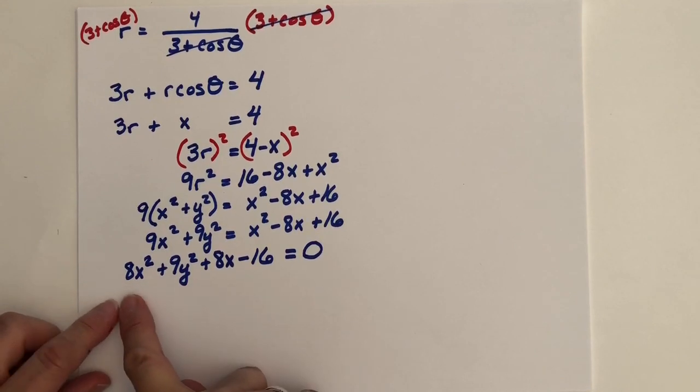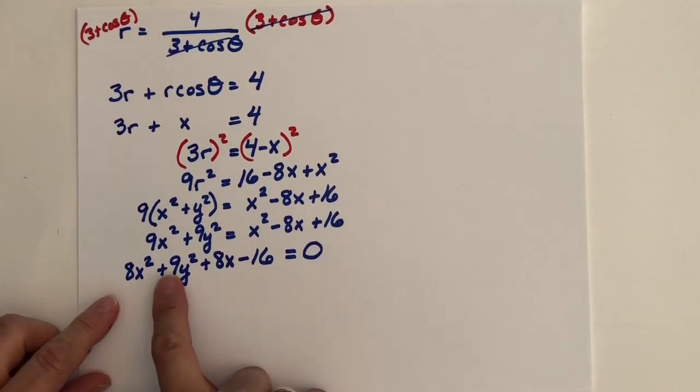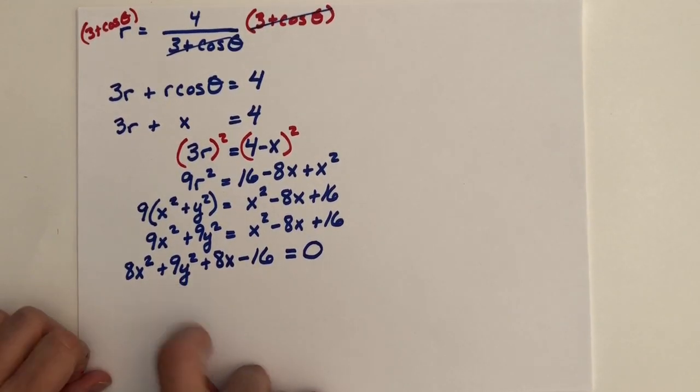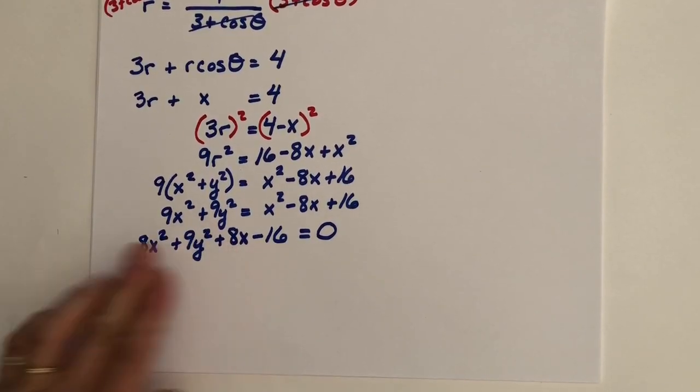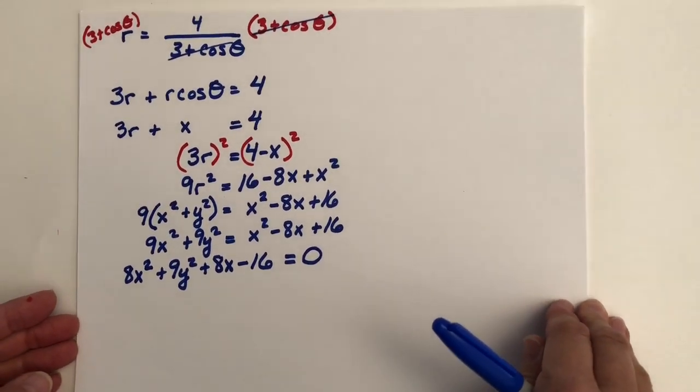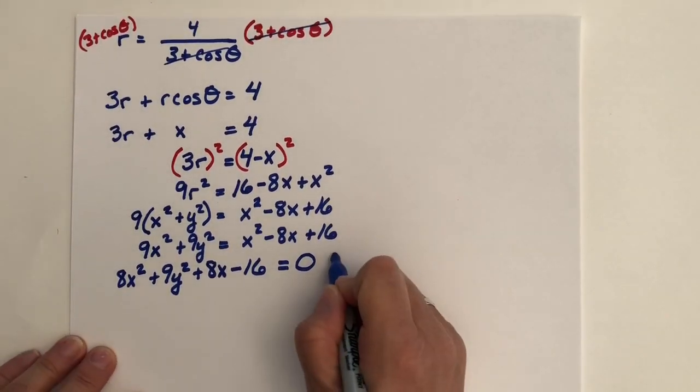Remember, if it were a hyperbola, the signs would be different on the x squared and the y squared. And as in the previous problem where we had a parabola, you would only have a y squared or only have an x squared. So we do have an ellipse this time.